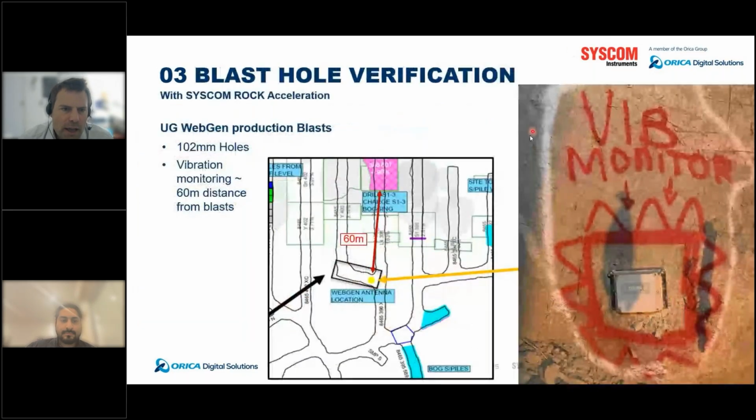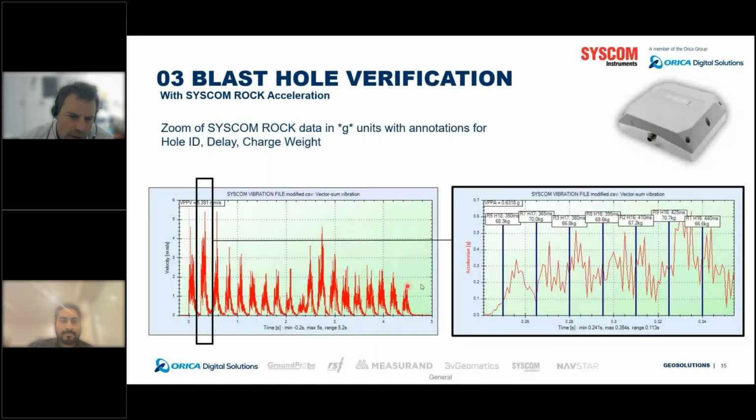Third example would be a blast hole verification, and this is an underground mine that you can see on the left side with this graph. The yellow dot is this device, the rock acceleration sensor that is stuck to the wall, and near field in this case was considered as 60 meters from the blast sites with WebGen explosives.